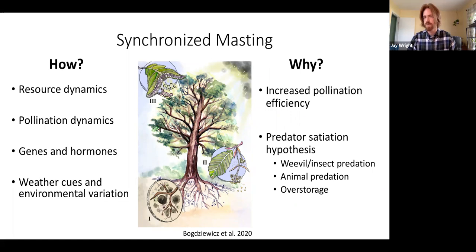However, the low production year also means that the weevil population won't be able to grow that much because there's not a huge food source. But then if you hit them the next year with an overabundance of acorns, there are going to be many more acorns that the weevils can get to. So you're kind of flooding the market with acorns, and the proportion of acorns that escapes predation is much higher.